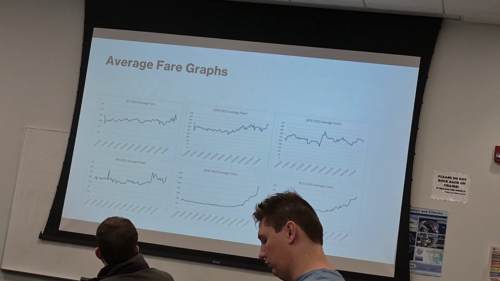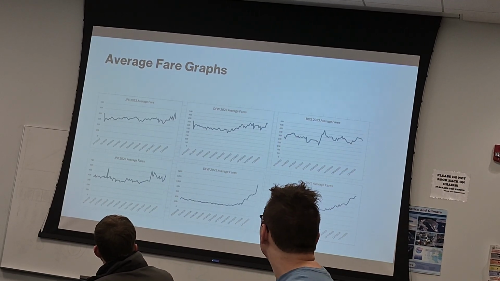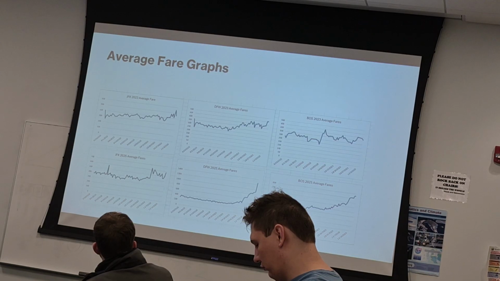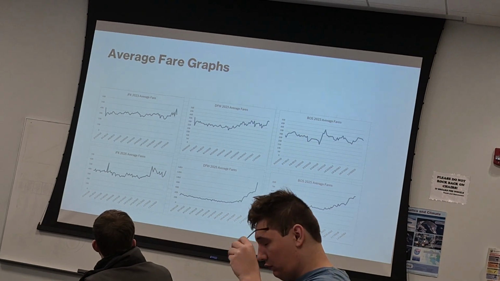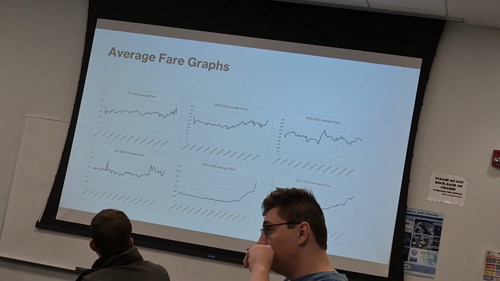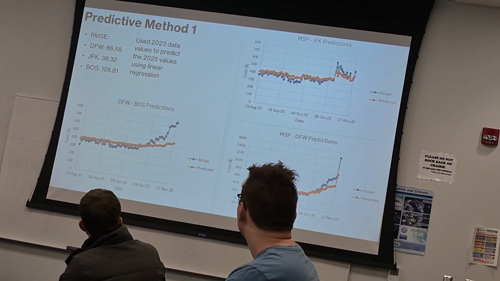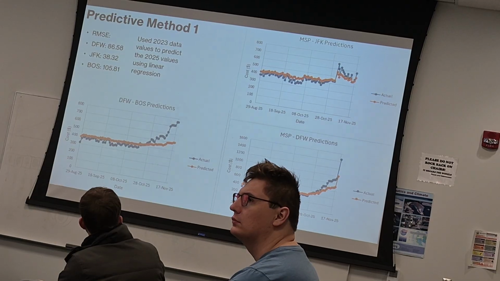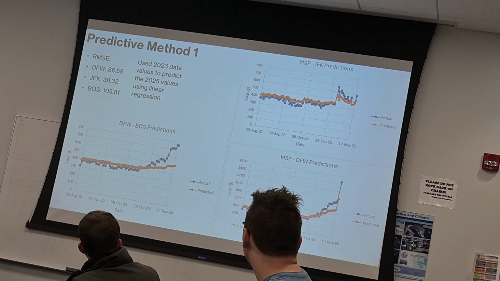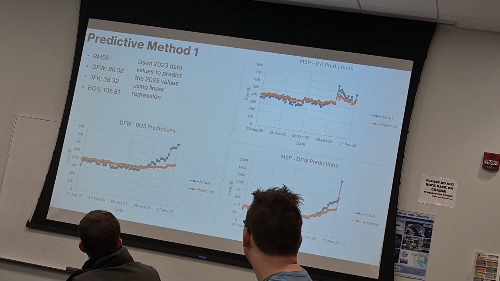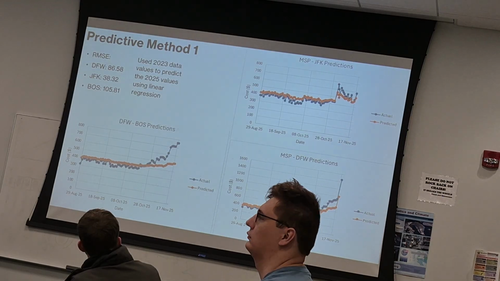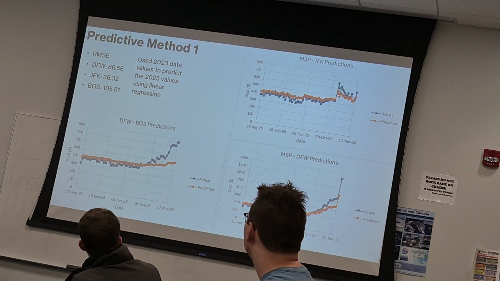Me and Steven did 2023 and 2025, but Dane did a lot more years than that. But there's just some baseline graphs of the average fare for each day for each year of each flight. So I used only 2023 to predict 2025 values, and the graphs look kind of nice, but the RMSEs don't. My best one was the JFK one, where the RMSE was 38.32, but that Boston one is over 100.